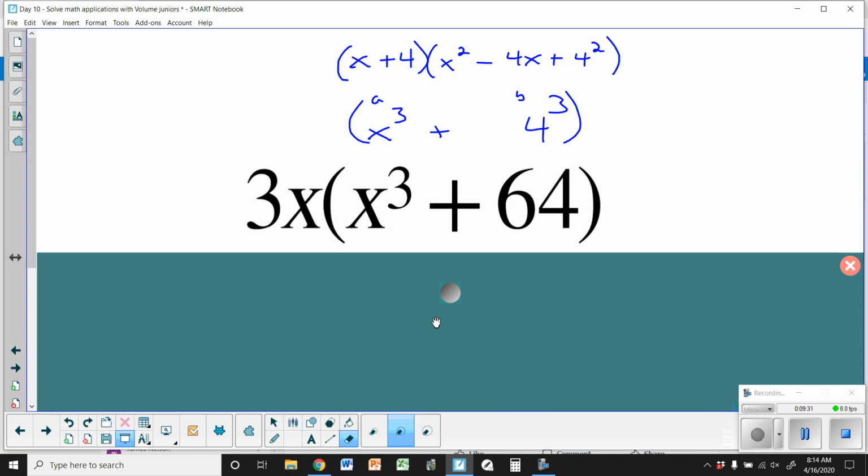So let's use the eraser here. Instead of writing 4 squared, we'll write 4 times 4 is 16. All right, nice work on that.